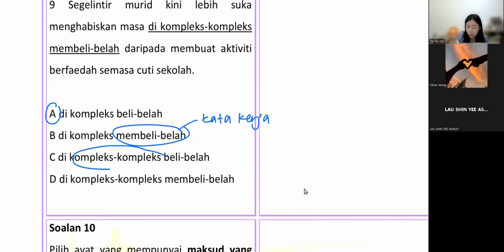Why I cannot use complex? Because you only can go to shopping mall once. Okay, you don't have like a doppelganger to help you to go to another shopping mall. You only can go to one shopping mall at once. So answer is B. Okay, now let's go for question number 10.